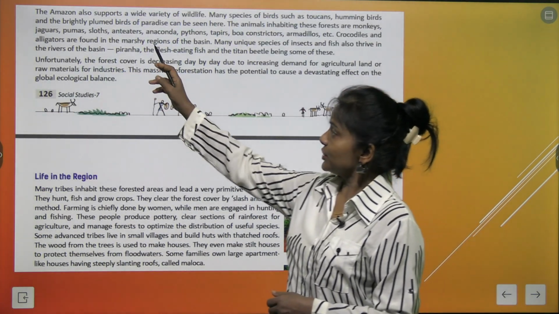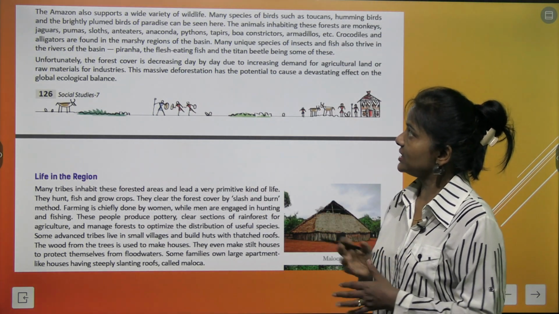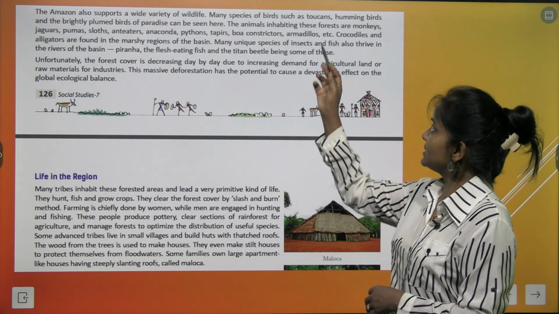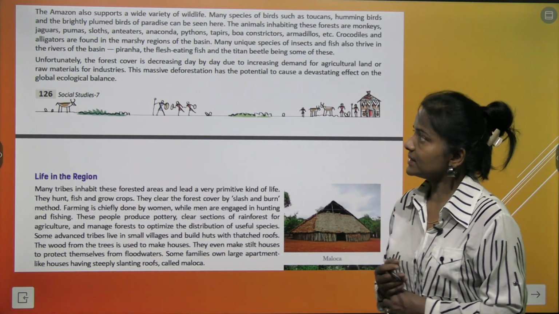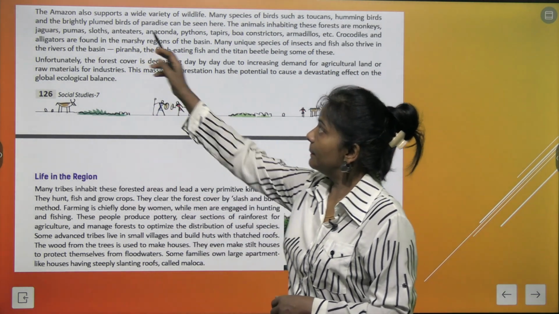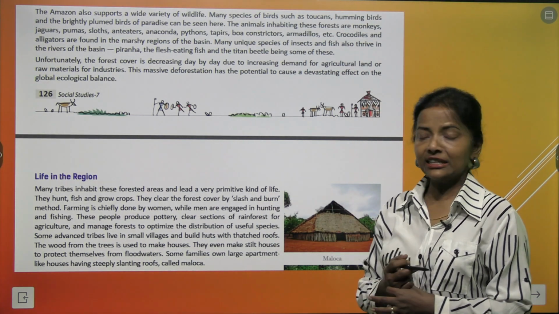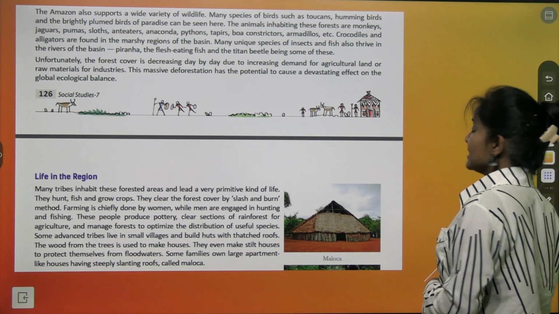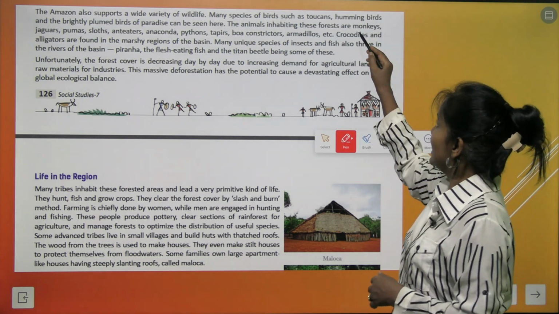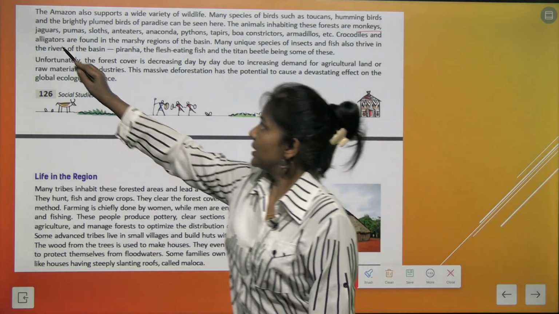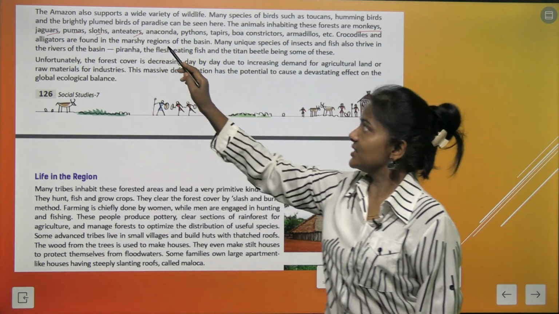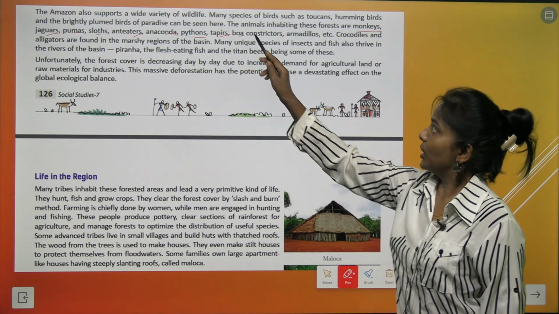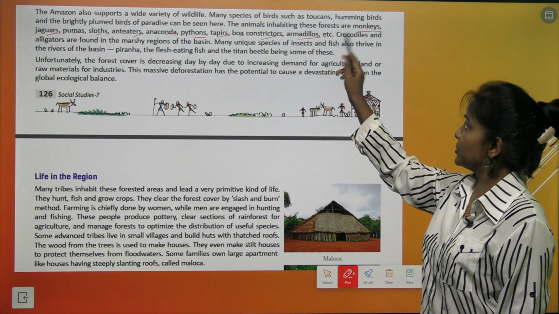Now, the Amazon also supports a wide variety of wildlife. Many species of birds such as toucans, hummingbirds and the brightly plumed birds of paradise can be seen here. The animals inhabiting these forests are monkeys. अब यहाँ पे animals कौन-कौन से मिलते हैं? Monkeys, jaguars, pumas, sloth, anteaters, anacondas, pythons, tapirs, boa constrictors, armadillos, etc.